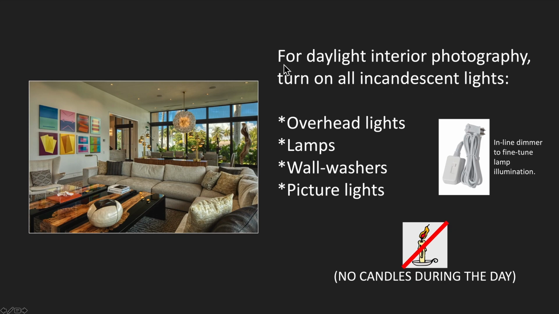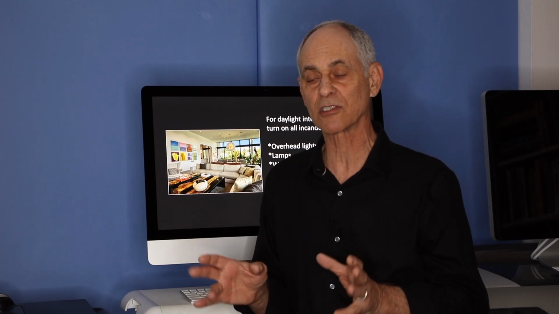Simple. For daylight interior photography, turn on all the incandescent lights, overhead lights, lamps, wall washers, picture lights. By the way, no candles during the day, not considered good. Now, you can purchase these inline dimmers to fine-tune your lamp illumination and carry a half a dozen. If you've got a really bright lamp and you don't have a bulb to substitute, plug in one of these inline dimmers, plug your lamp into that, and dial it down. What that means is you're going to have less post-production hassles with extremes of intensity.